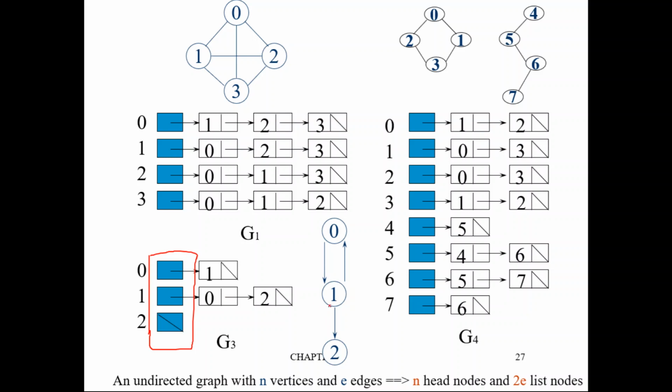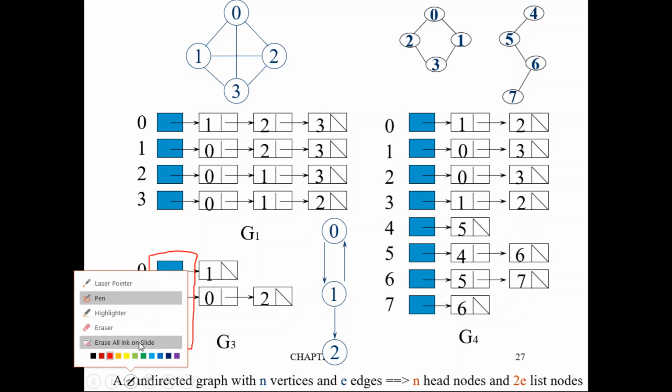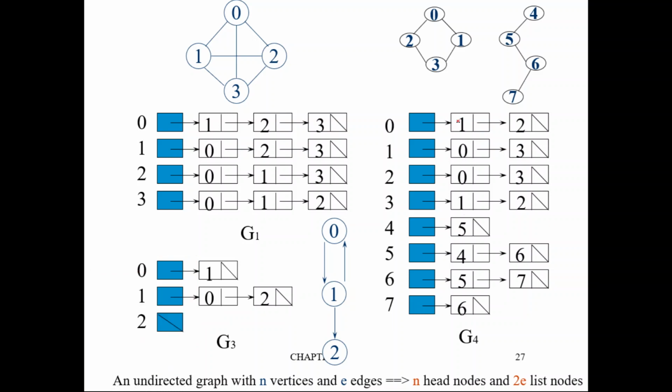From 2, is there any outgoing edge from 2? Basically this is only talking about outgoing edges with respect to a directed graph. Okay, in an undirected graph it's either way, right? So with respect to a directed graph it's only talking about the outgoing edge. From 2, is there any outgoing edge? No, so it is just null, right? Okay.